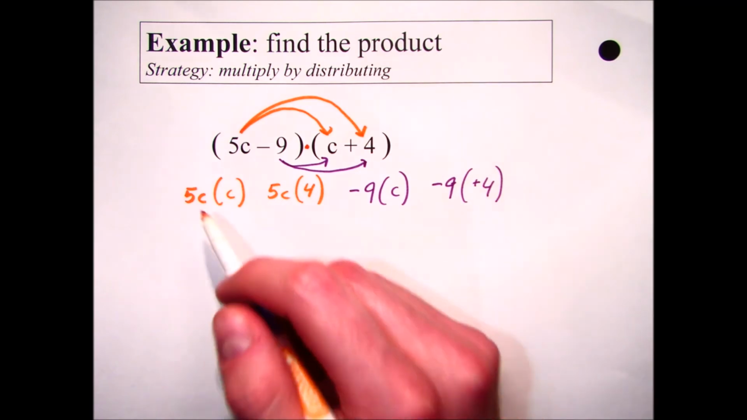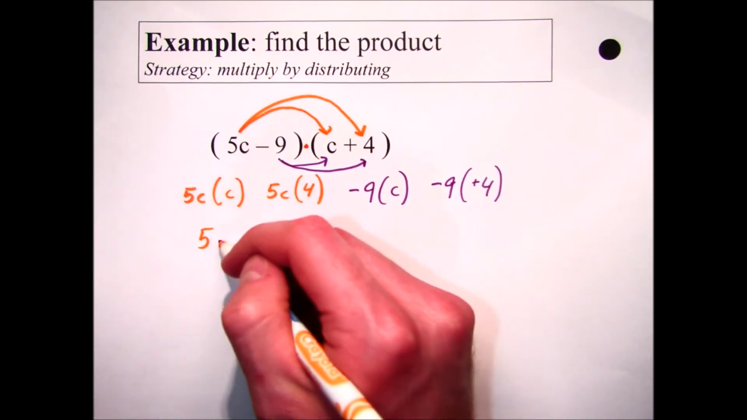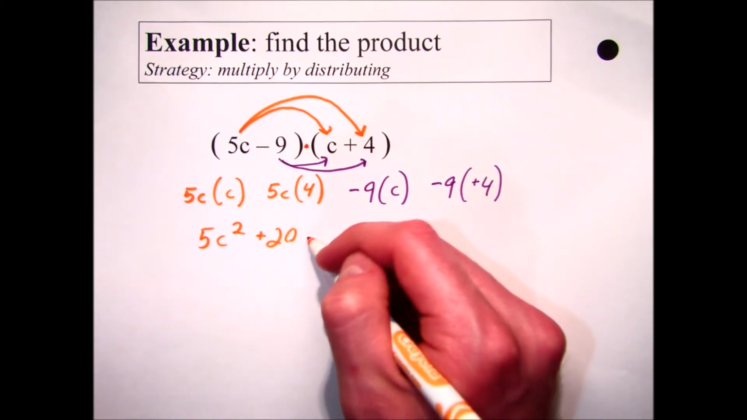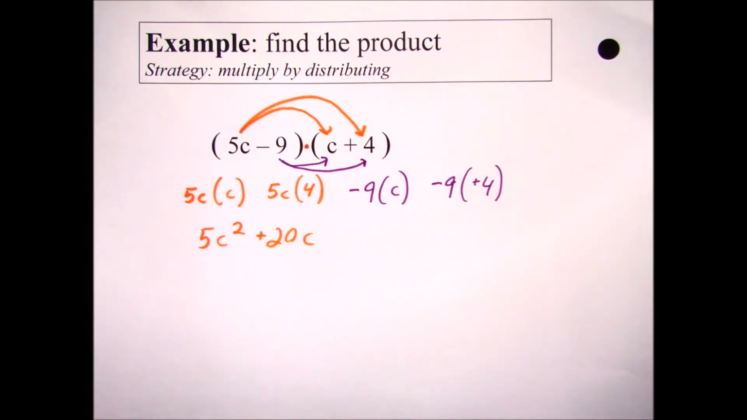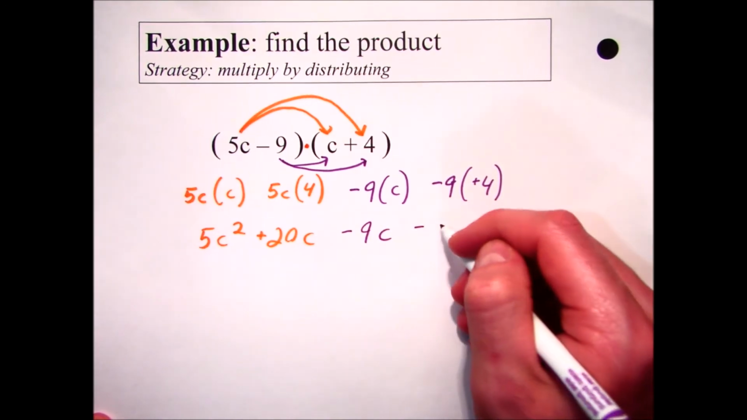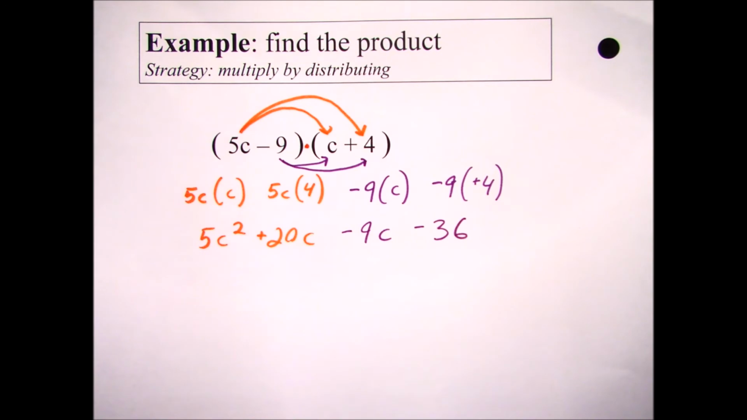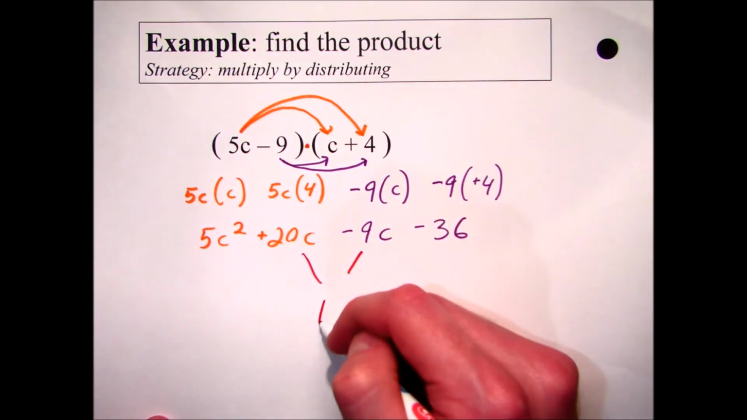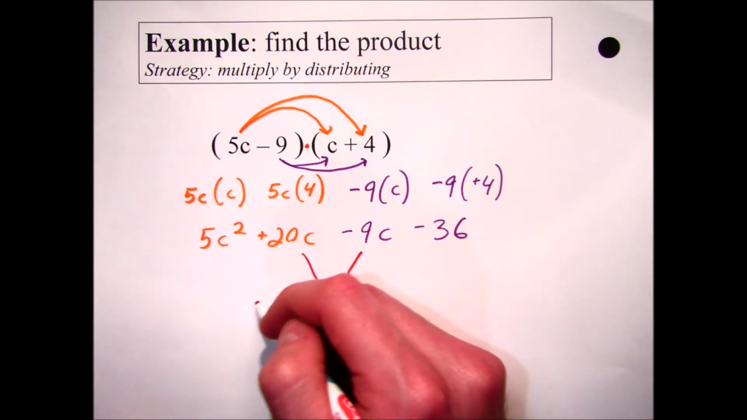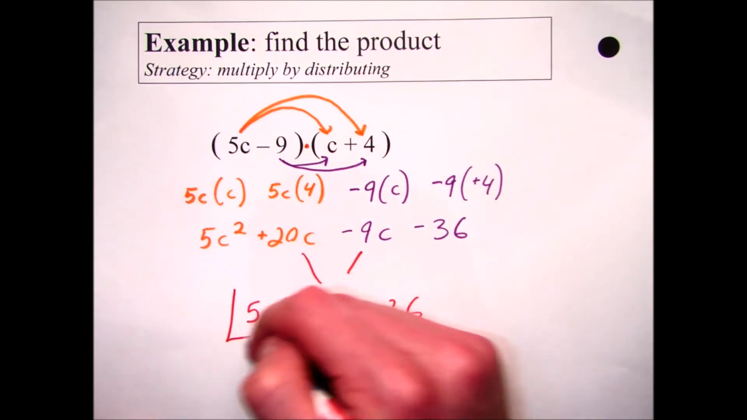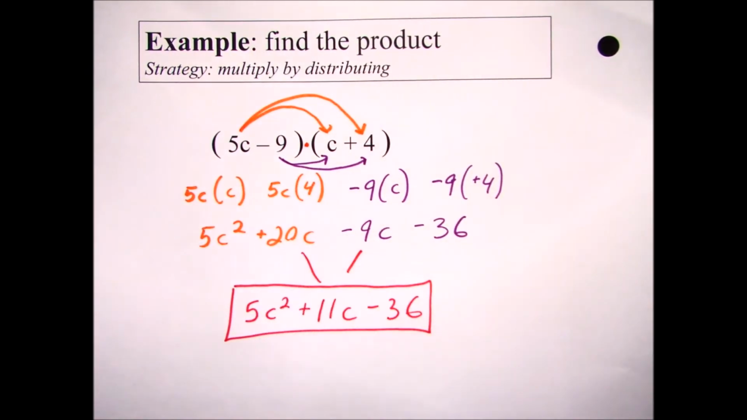So 5c times c gives us 5c squared. 5c times 4 is positive 20c. Negative 9 times c, negative 9c. And negative 9 times 4 is negative 36. We can combine the middle terms. Positive 20c minus 9c is 11c. And then we just bring down everything else. And there is our final answer.